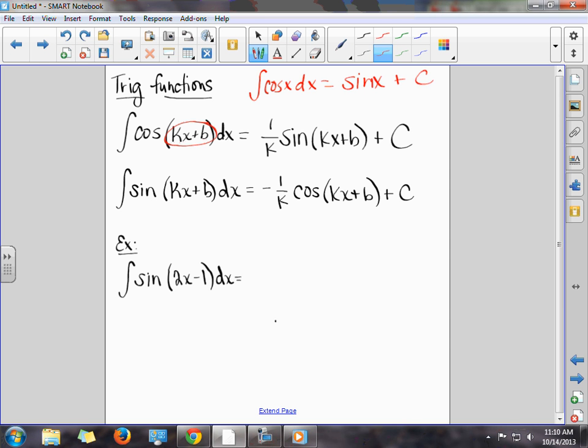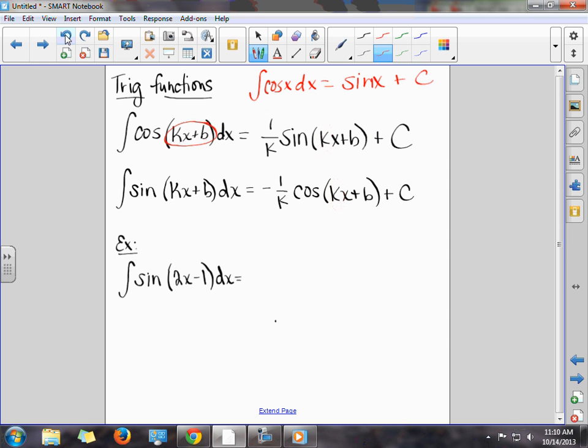But to account for the fact that if you differentiated this function right here, it would be k times sine or cosine of kx plus b, to counteract that, we have to multiply by the reciprocal of k. This is always just the reciprocal of the number in front of x. The b here doesn't matter, because if I differentiate the inside piece, the b is a constant, and so its derivative would be 0.